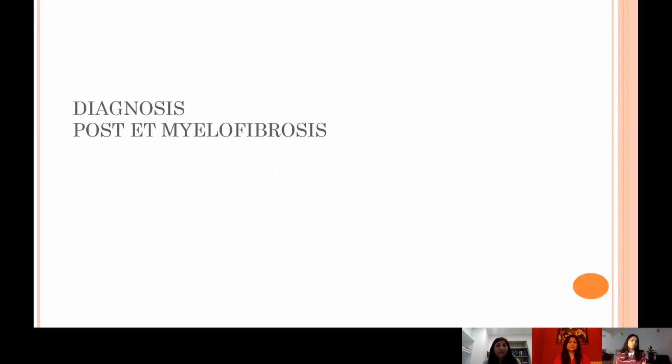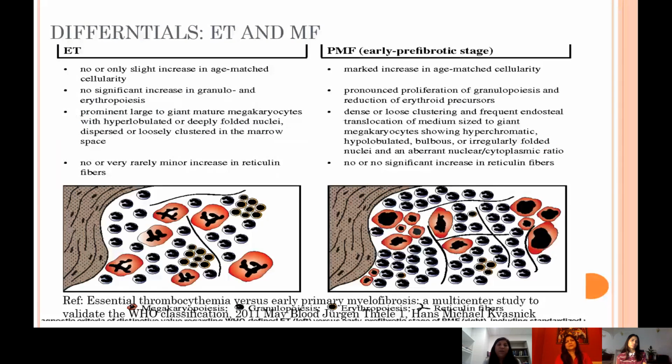So this case actually was a known case of essential thrombocythemia, and now this patient developed fibrosis. So the diagnosis was rendered as post-ET myelofibrosis. But sometimes we do not have any previous history. We do not have any previous history of any kind of myeloproliferative disorder. And then you get that kind of hypercellular and hypermature megakaryocytes. So we need to differentiate whether this is ET or myelofibrosis.